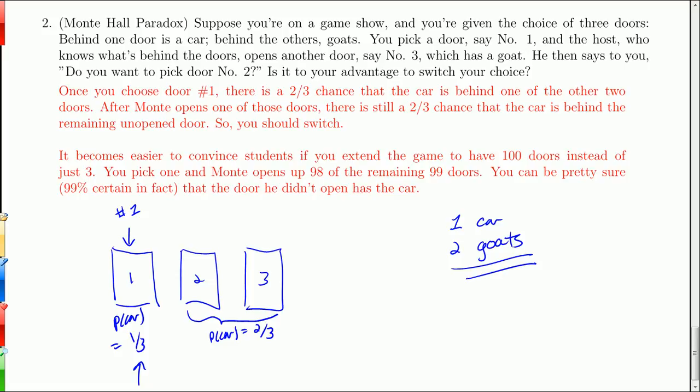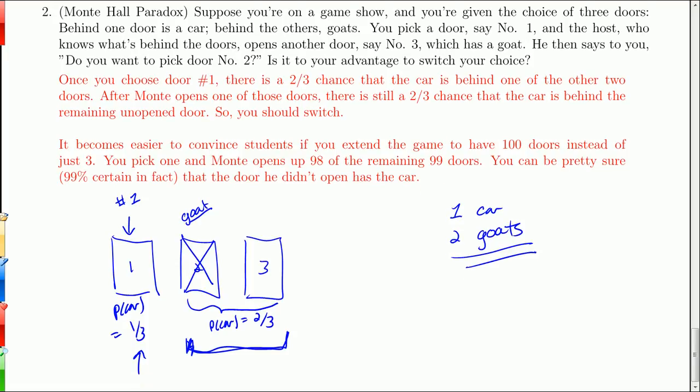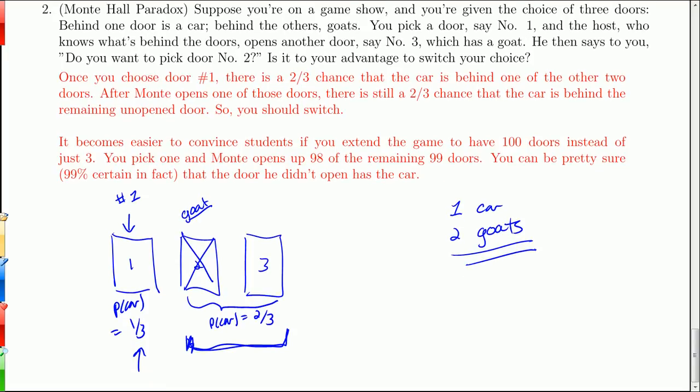But then he knows where the goats and the car are. And so one of these 2 here is certainly going to have a goat, right? Because there's only one car. So suppose he opens up this door, says it's not in there, there's a goat. And then he asks you, do you want to switch your bet? Do you want to switch your door? Would you rather switch over to door 3? And the question asks, should you switch? And the answer is yes. You should always switch under these circumstances.